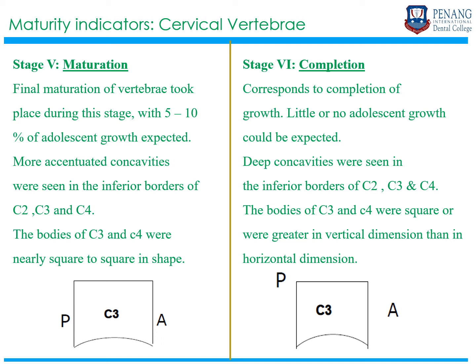And in the completion stage, little or no adolescent growth can be expected. Deep concavities are seen in the inferior borders of C2, C3 and C4. The bodies of C3 and C4 are square, and in both vertical and horizontal dimension, they are almost square.